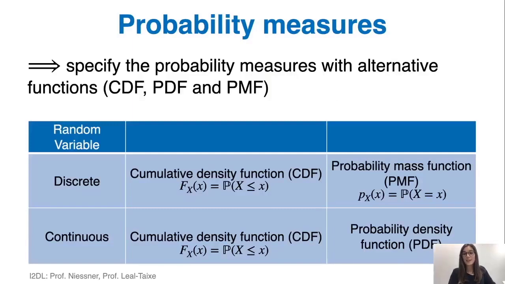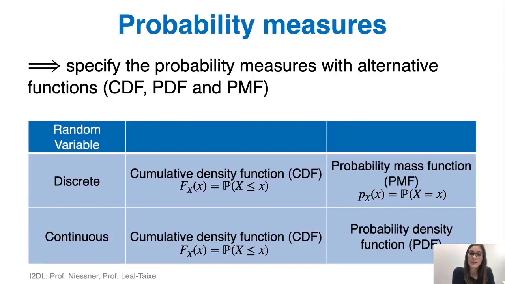Okay, after having defined the most important basic concepts of probability theory, which include the probability space and the random variable, we now want to have a look at the probability measure of a random variable. And we can specify the probability measure of a random variable with alternative functions, and we call them the cumulative distribution function, CDF, the probability mass function, PMF, and the probability density function, PDF. Essentially, we have to make a difference between discrete and continuous random variables. And I included a short overview of these functions which are describing our probability measure.